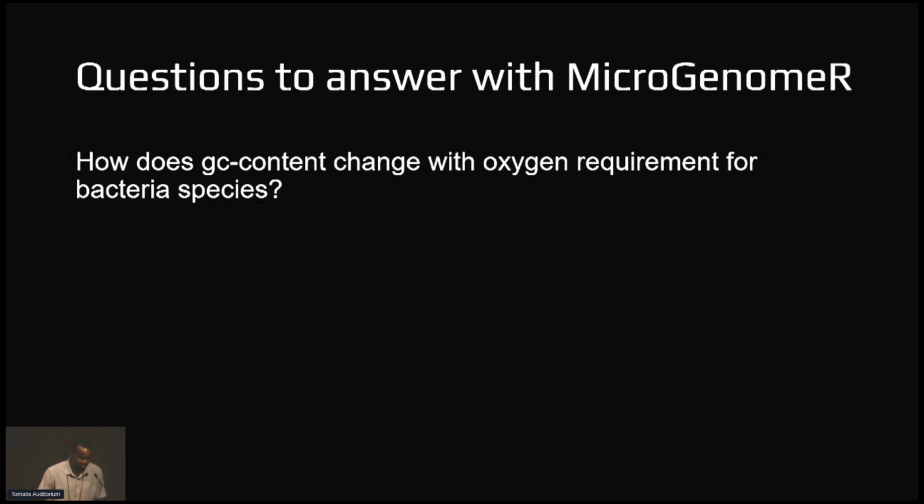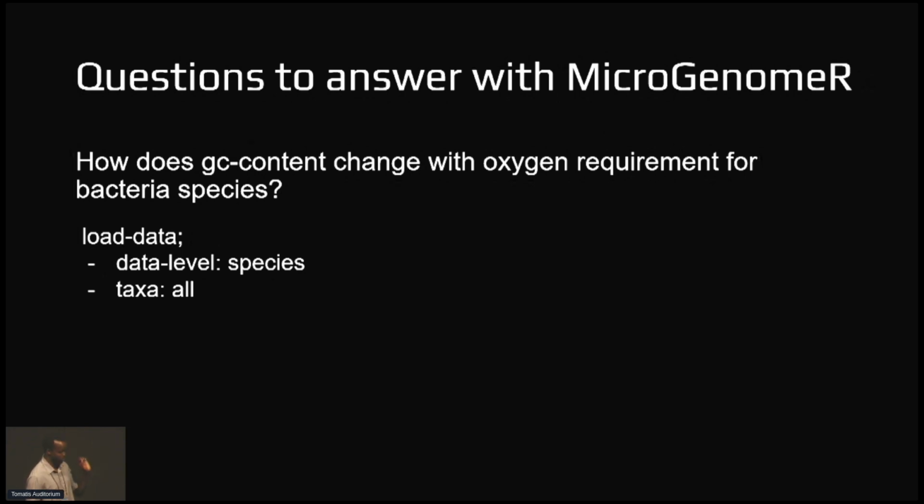For example, you can answer how does GC content change with oxygen requirement? To do this, you first need to load the data set, which will now be locally and easily available. So you have to load in either data level, species or strain level. Then you can also load them in a particular taxa. You can either use all the taxa or use a specific taxa. I will show that in a bit. And the columns that you need.